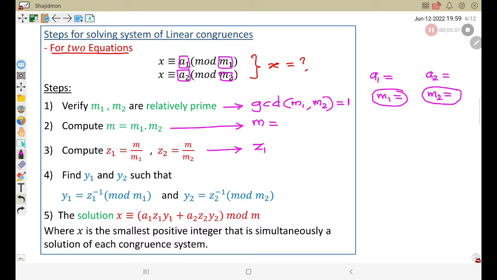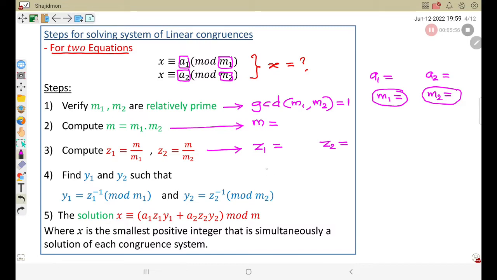Two numbers. First one is z1 and second one is z2. These two numbers we are calculating. Z1 means m divided by m1, m number divided by m1 number, and z2 means m divided by m2 number. Okay, you can calculate that by using a calculator. This is the third step.